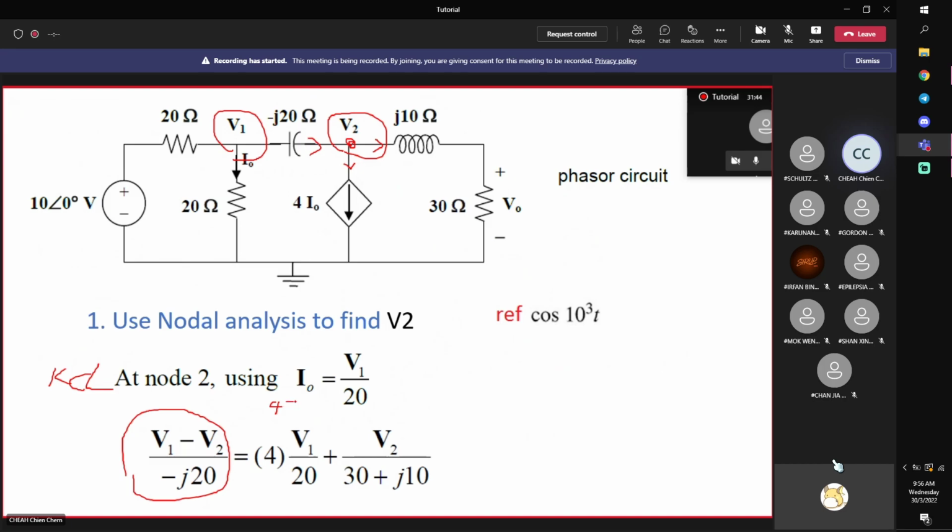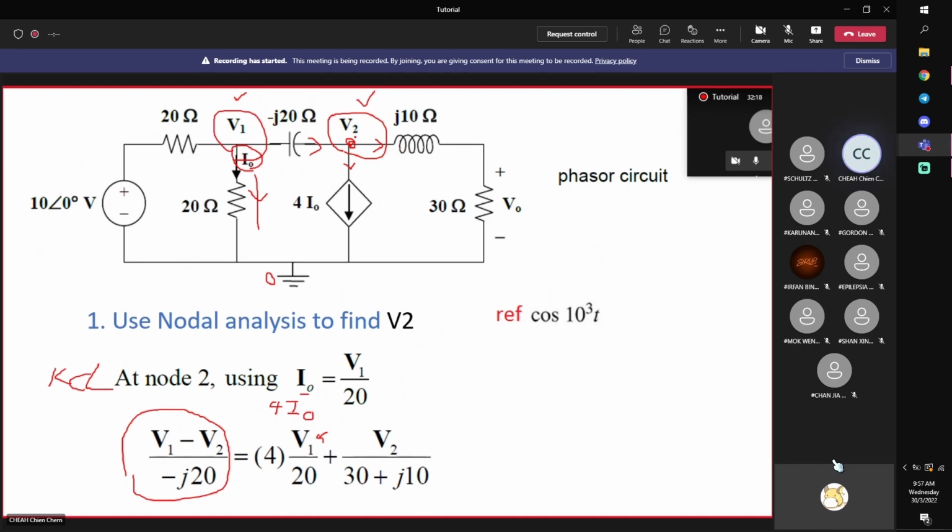But if you put 4I0 here, then you have a problem because you have one more unknown, correct? So the whole idea is that I want to relate it to V1 and V2 only. So I track where is I0. I0 is here. I0 is related to V1 only. V1 divided by 20, Ohm's law. Voltage V1 minus 0 divided by 20 is just Ohm's law. Therefore, I express I0 in terms of V1, and then I move on to the last one.